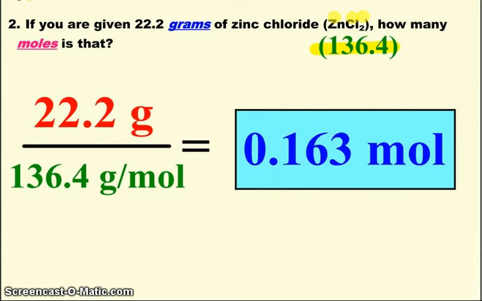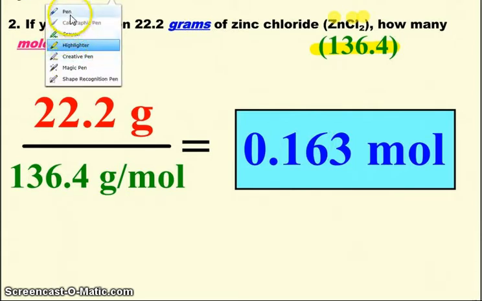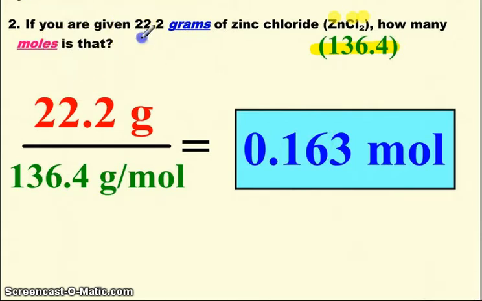Again, three numbers in my measurement, so three numbers in my answer. The zero you don't have to have. You can if you want. It's just a placeholder there.